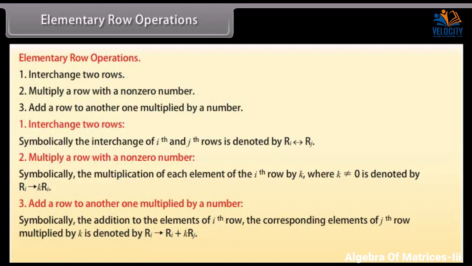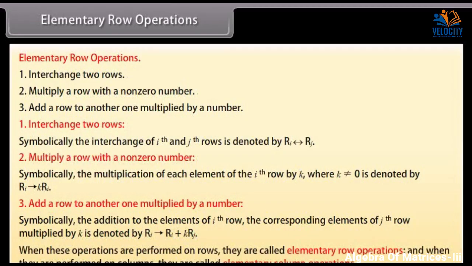When these operations are performed on rows, they are called elementary row operations, and when they are performed on columns, they are called elementary column operations.